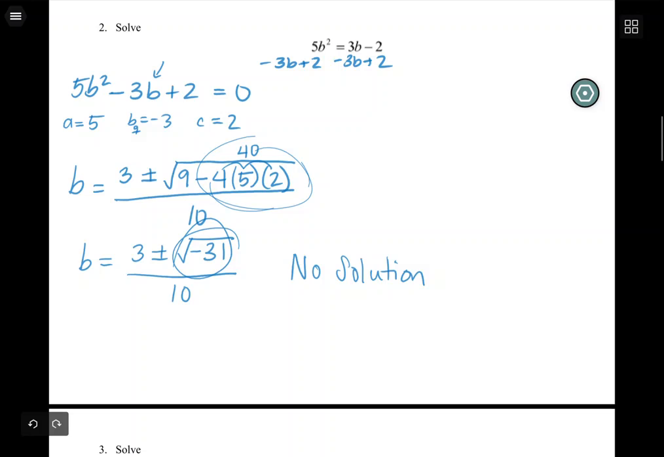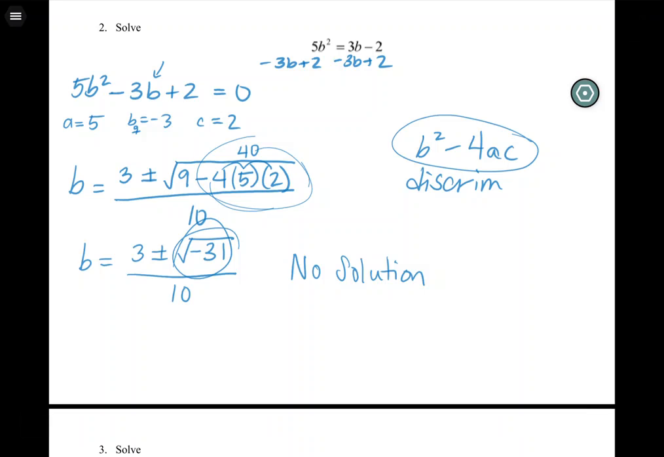Under that square root is the b squared minus 4ac. That gets a name, discriminant. I don't know how to spell it. Discriminant. I don't know if that's an E. Anyways, discriminant.